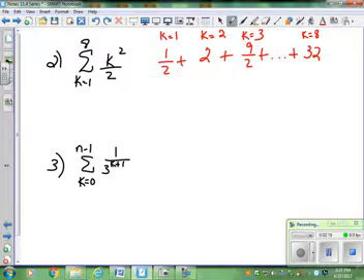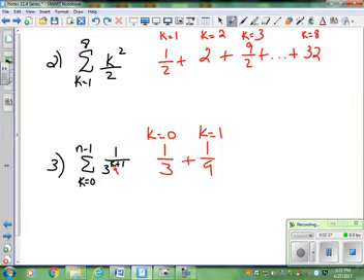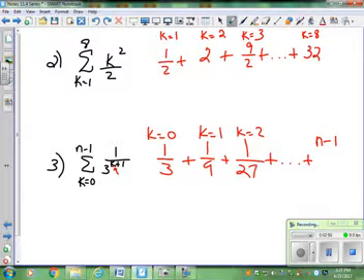Now, they don't have to start on 1, so in this one, K equals 0 would be what you get from the first number. If you put a 0 right there, that power comes out as a 1, so that's 1/3. And then you do K equals 1, so 1 plus 1 is 2. 3 squared is 9, and I'm putting plus signs between them. Then I do K equals 2 is 1 over, put in a 2, 2 plus 1 is 3, 3 cubed is 27, plus dot, dot, dot, plus put in n minus 1.